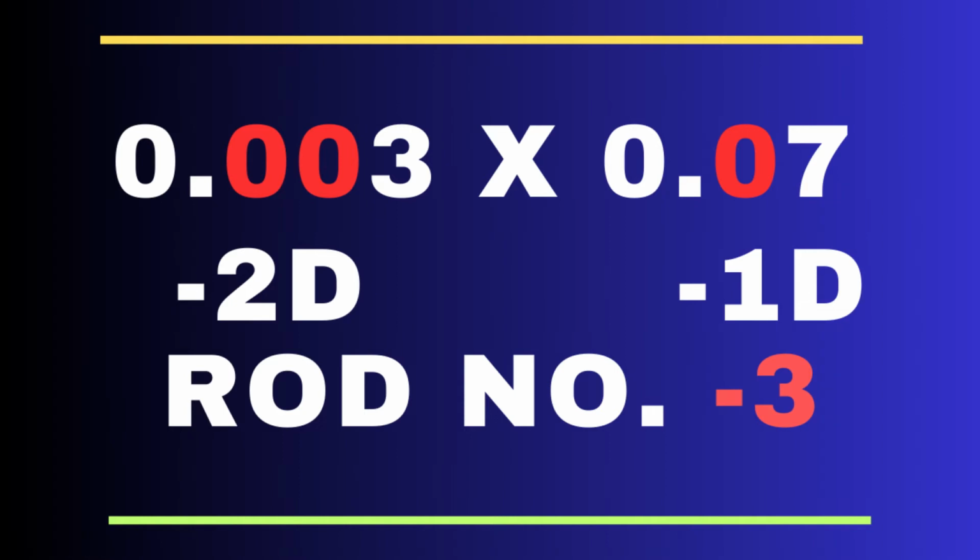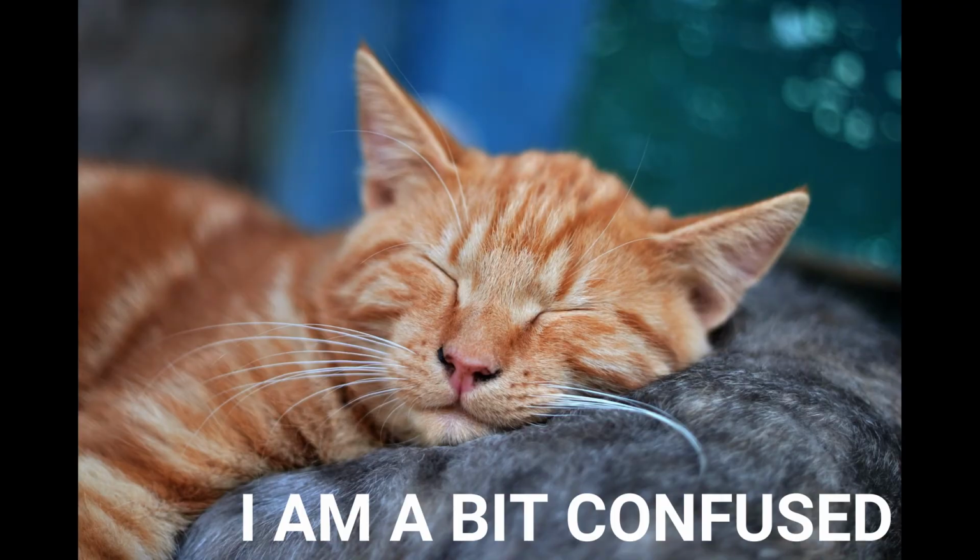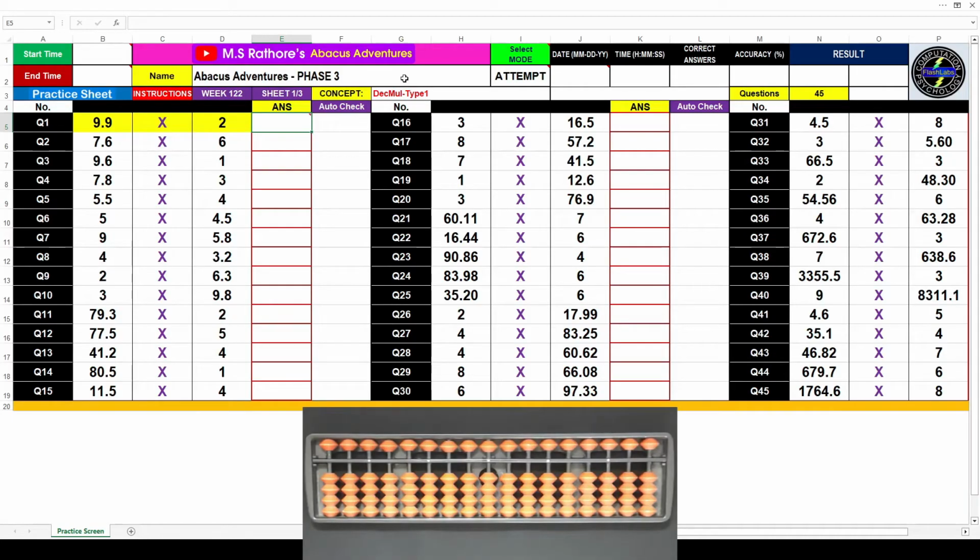There are two zeros after the decimal point in the multiplicand, so they take the value -2 digits. And in the multiplier, there is a single 0 after the decimal point that takes a value of -1, so the total is -3. So where should we start the answer from in this case? -2 plus -1, that is rod number -3. So don't get confused. We will solve the questions and understand the rules better.